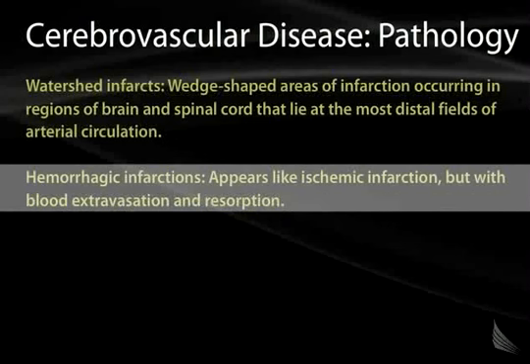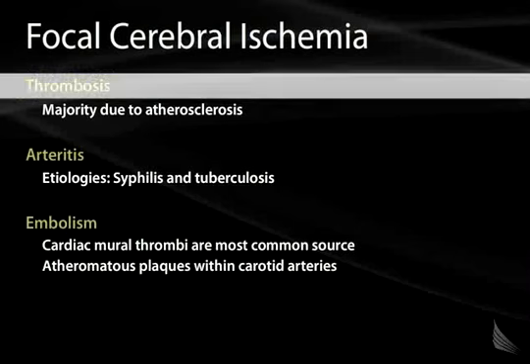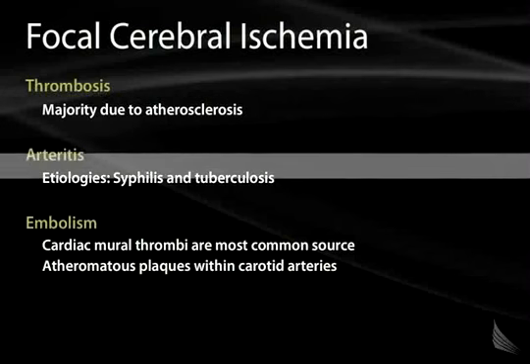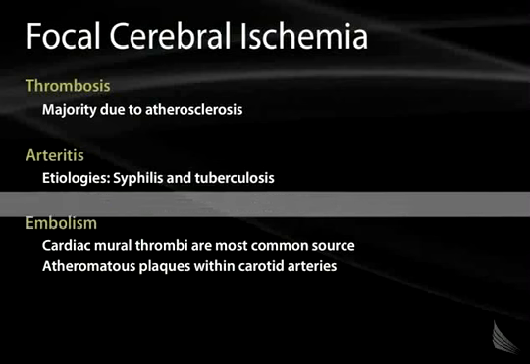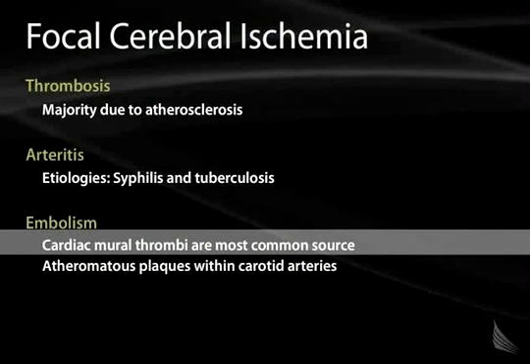Hemorrhagic infarctions appear like ischemic infarction, but they have blood extravasating within the tissue, and there may be some resorption. Different types of focal cerebral ischemia can be due to thrombosis, which is usually due to the process of atherosclerosis, arteritis, which includes syphilis and tuberculosis as causes of infection and inflammation of blood vessels, and embolism. Embolism can be coming about from emboli in cardiac mural thrombi.